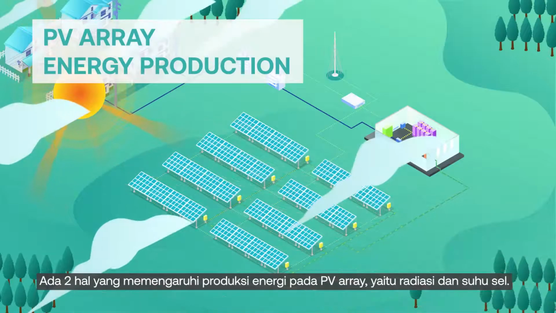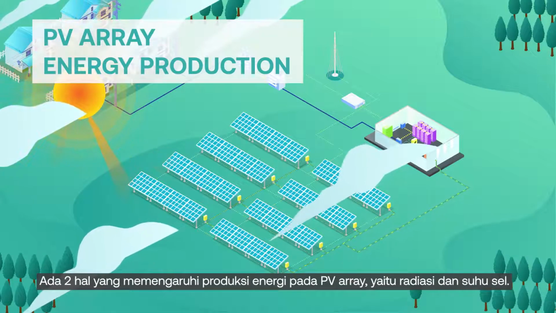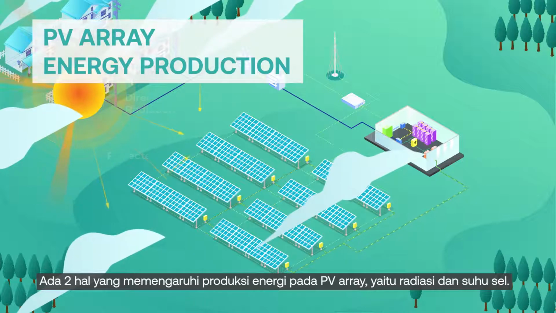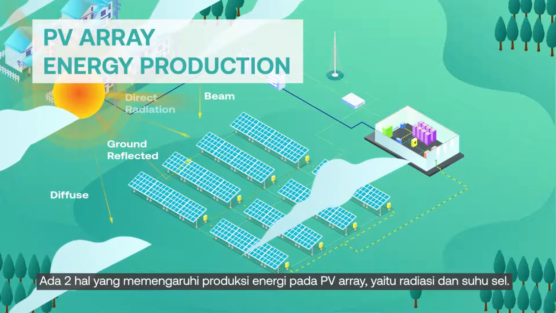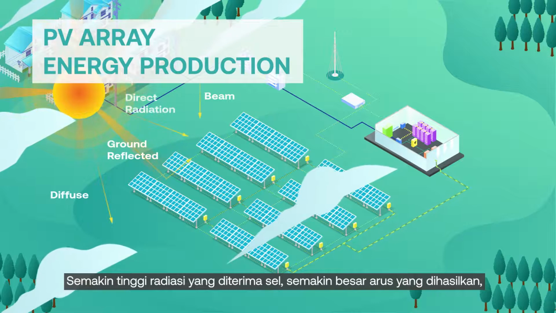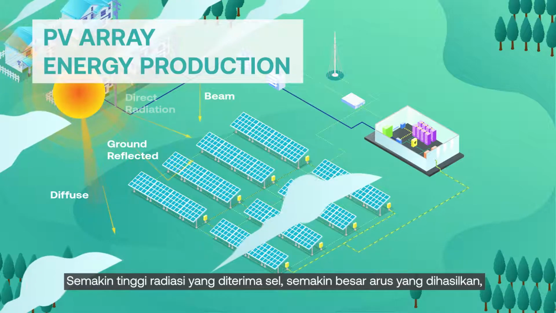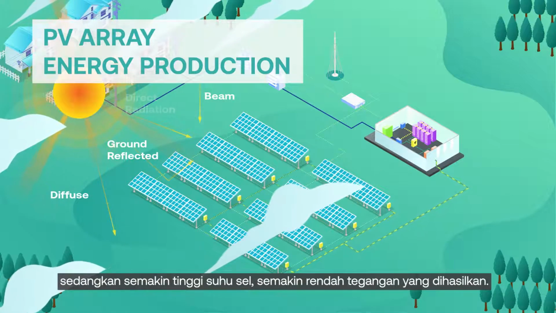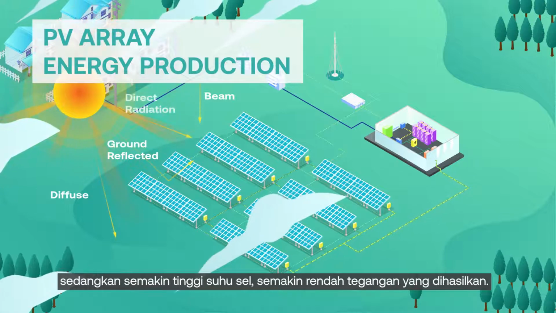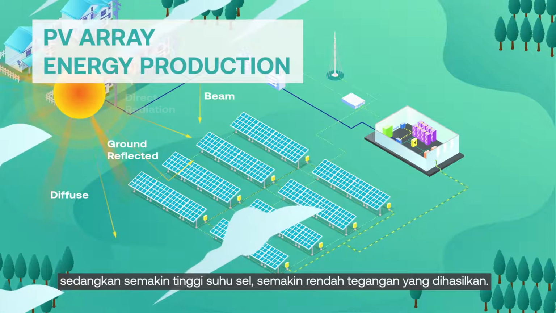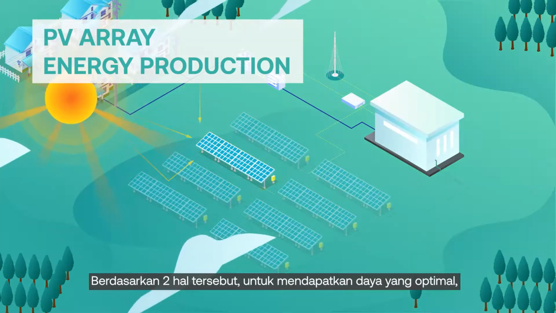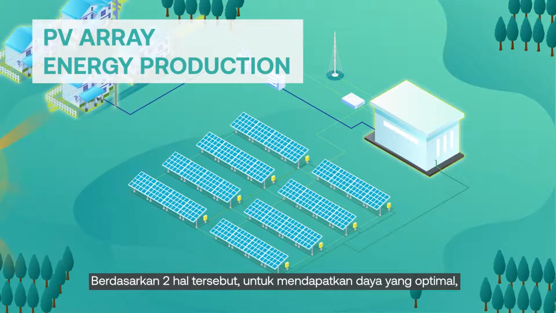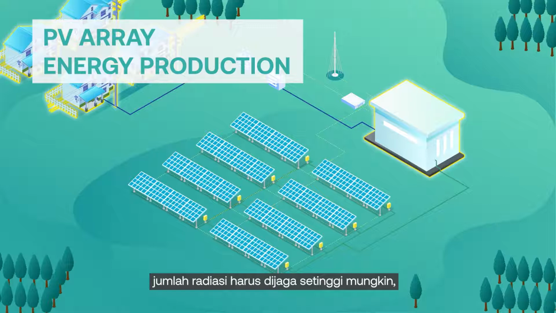There are two things that affect the energy production of a PV array: irradiance and cell temperature. The higher the irradiance received by the cell, the greater the current produced. Whereas the higher the cell temperature, the lower the voltage produced. Based on these two things, to get optimum power output, the amount of irradiance must be kept as high as possible, while the cell temperature is kept as low as possible.